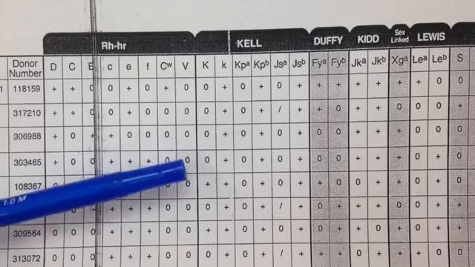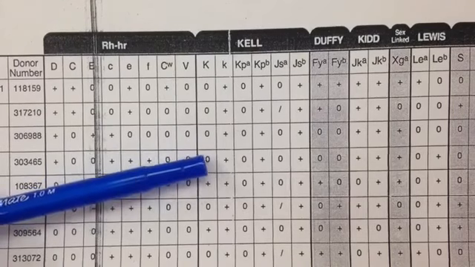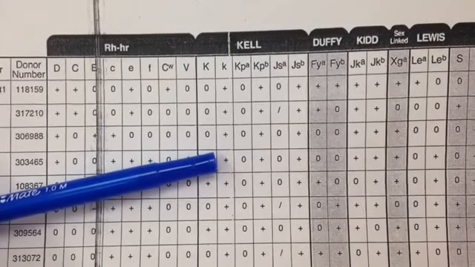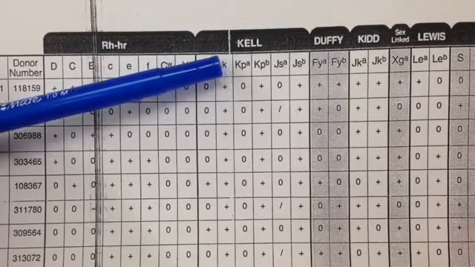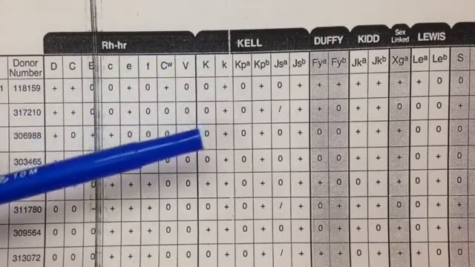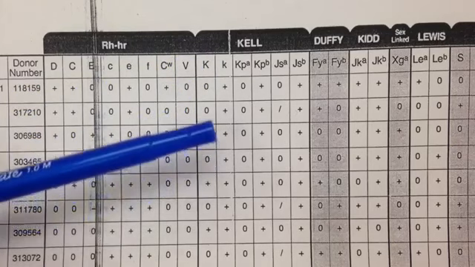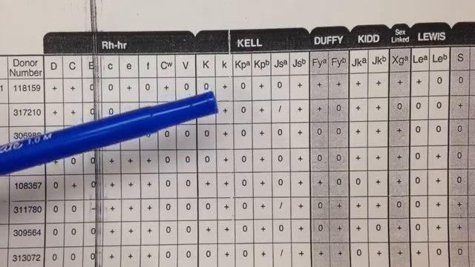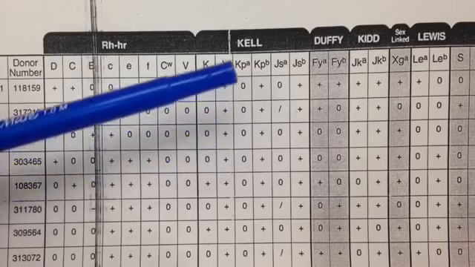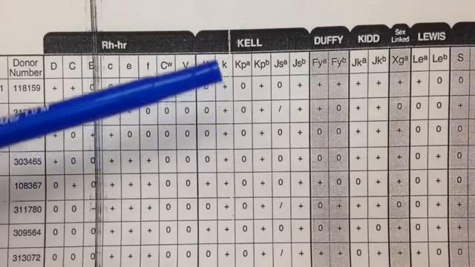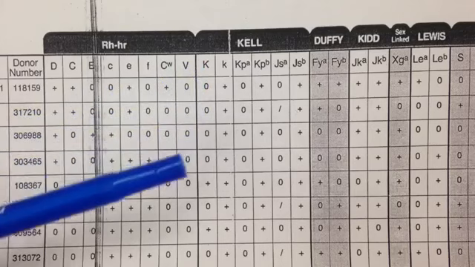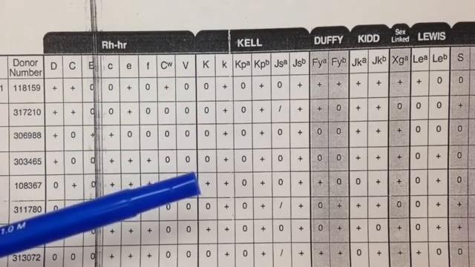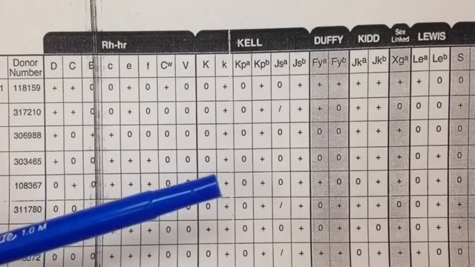Basically, if somebody is homozygous, it means that they have two alleles that are the same. So, for instance, here where you see a little k and a big K, and the little k is positive and the big K is 0, that means that person or that cell is homozygous for little k. Now the opposite would be if there's a positive for big K and a positive for little k on the same cell, that means that it is heterozygous.